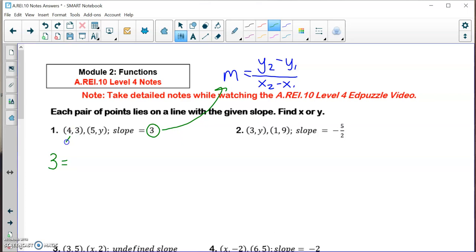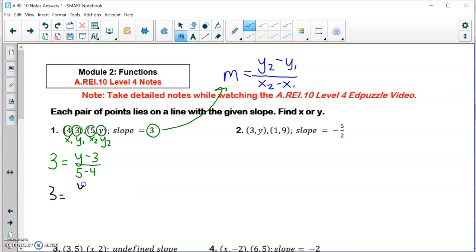and then let me label my points x1, y1, x2, y2. And I'm going to do y2 minus y1 all over x2 minus x1. And so I have 3 equal to, and I'm going to simplify the denominator. So we would get y minus 3 all over 5 minus 4, which is 1.